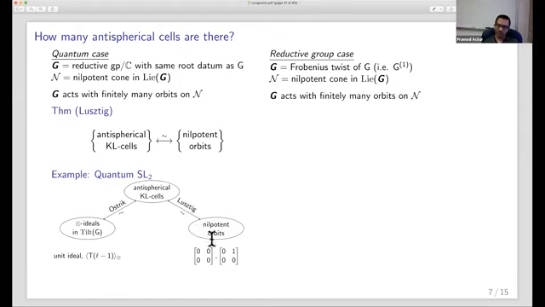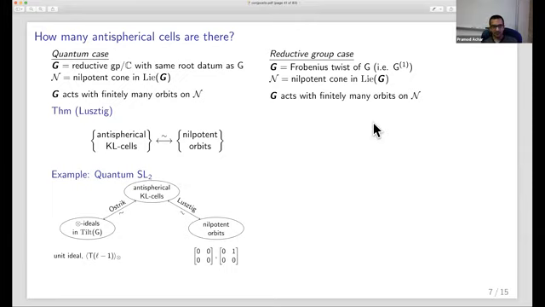For nilpotent orbits, this is linear algebra. So you learned in undergrad that the conjugacy classes of 2 by 2 nilpotent matrices, well, there's two of them. There's the zero matrix, and everything else is conjugate to this nilpotent matrix. And then, there are also exactly two anti-spherical cells.